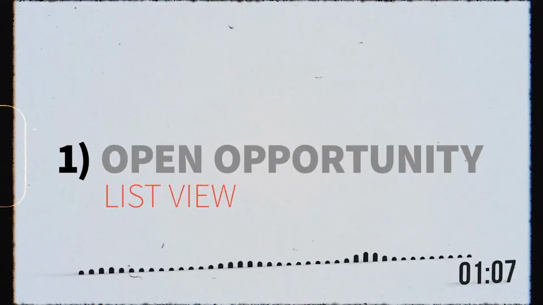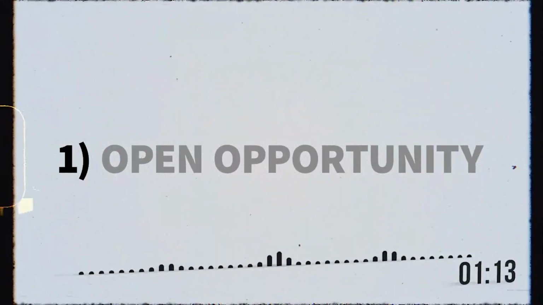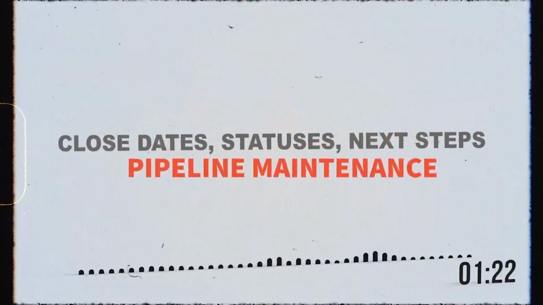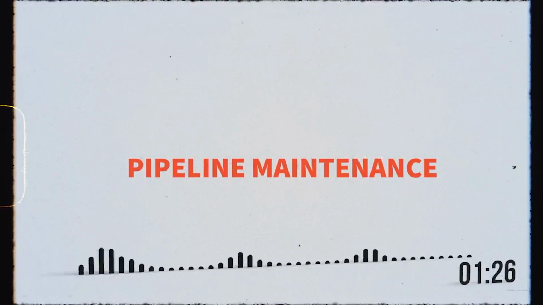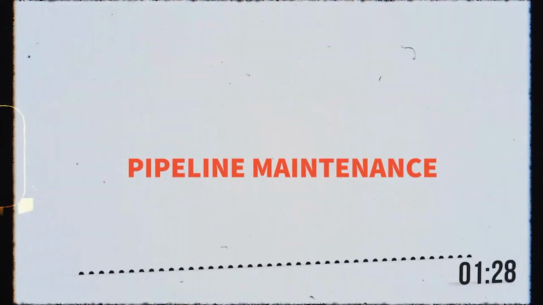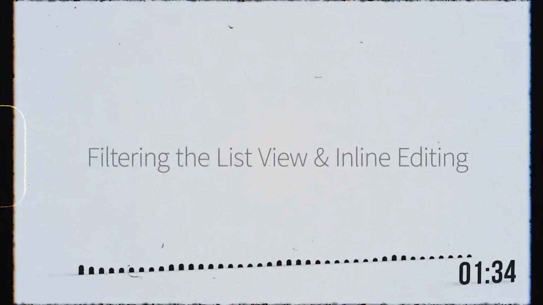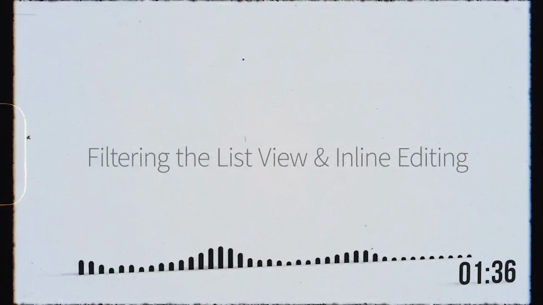Open up your open opportunities list view and just have a little discussion about how every other day or every week you go through and you update close dates, you update statuses, you add next steps, just kind of the meat and potatoes pipeline maintenance stuff that you do. Easy thing to show, and again, something you probably do in your day-to-day work anyway. So that's the first thing you can do. And it also, as part of that, you can show a little bit about filtering the list view and talk about inline editing as well, which are great features.